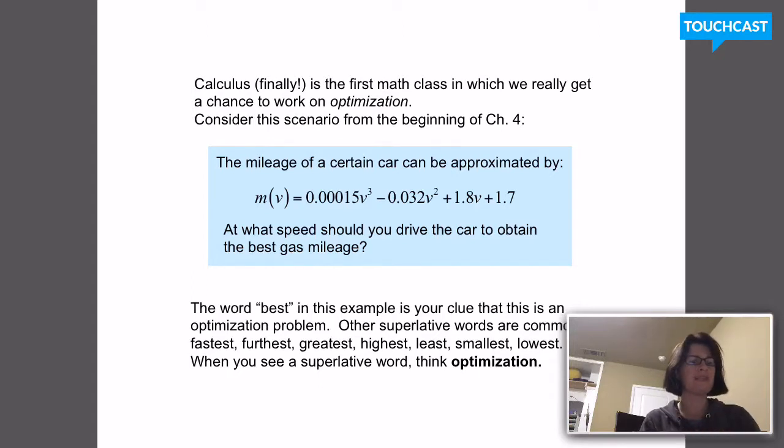Your clue that this is an optimization problem is that word best. So best is a superlative word. So best, greatest, longest, shortest, fastest, furthest, richest, poorest, brightest, dimmest. These kinds of words are superlative. And when you see a superlative word in a calculus problem, I want you to start to think optimization.